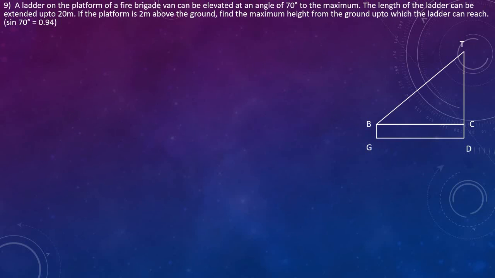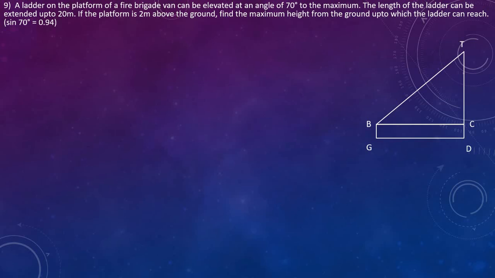Now the ninth question is, a ladder on the platform of a fire brigade van can be elevated at an angle of 70 degrees to the maximum. The length of the ladder can be extended up to 20 meters. If the platform is 2 meters above the ground, find the maximum height from the ground up to which the ladder can reach.